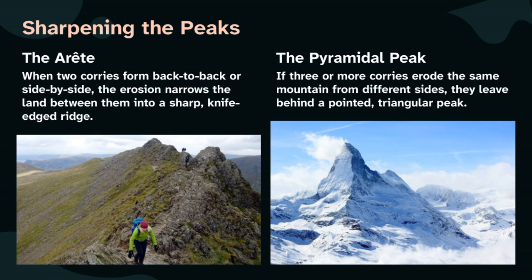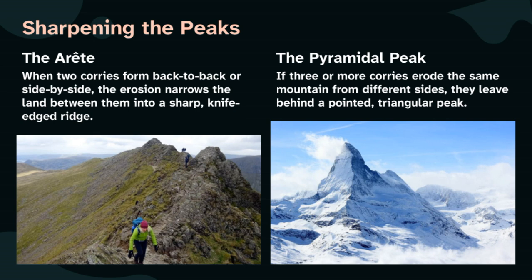The second landform is a pyramidal peak. A pyramidal peak forms when three or more corries erode into the same mountain from different sides. As the corries cut back, they leave behind a steep, pointed summit. The result is a sharp, triangular mountain peak. A famous example is the Matterhorn in the Alps, although similar features are also found in upland glaciated areas of Britain. The key idea is this. One corrie creates a bowl-shaped hollow. Two corries can create an arête. Three or more corries can create a pyramidal peak.